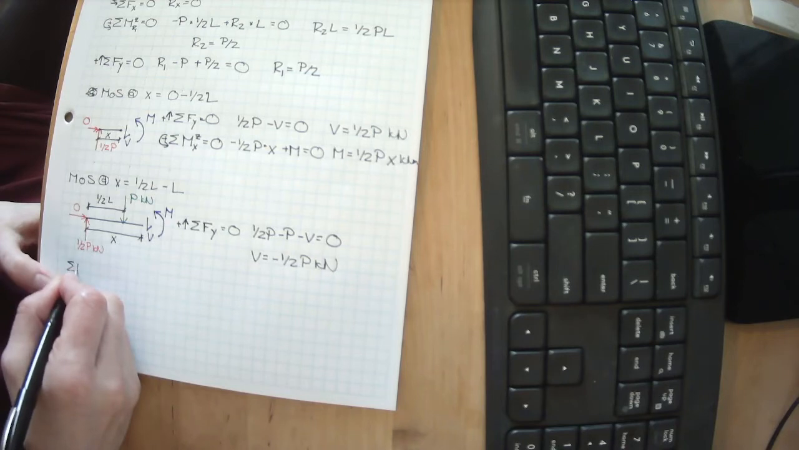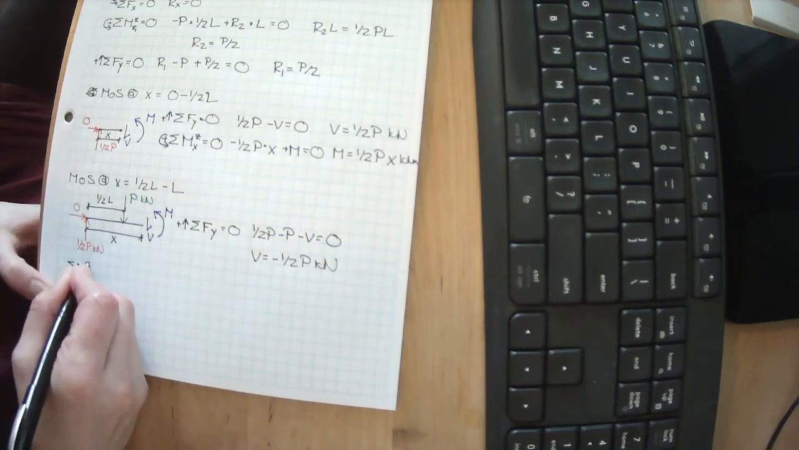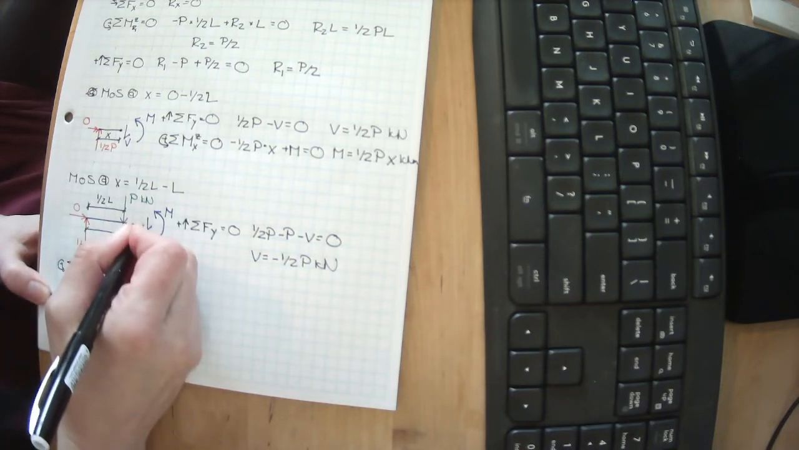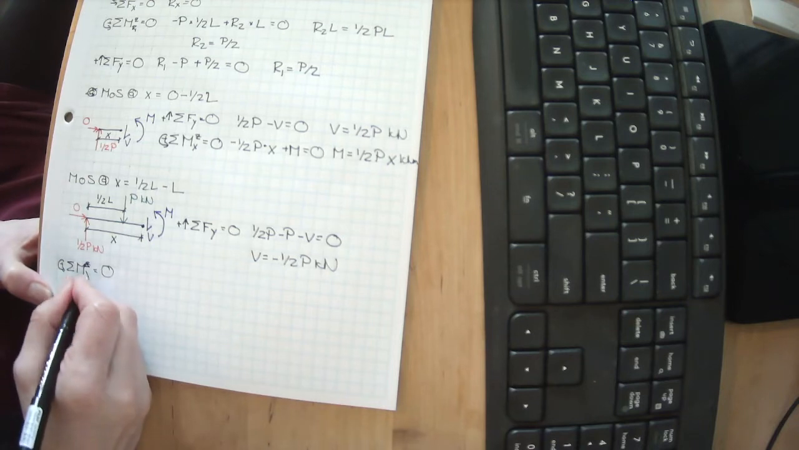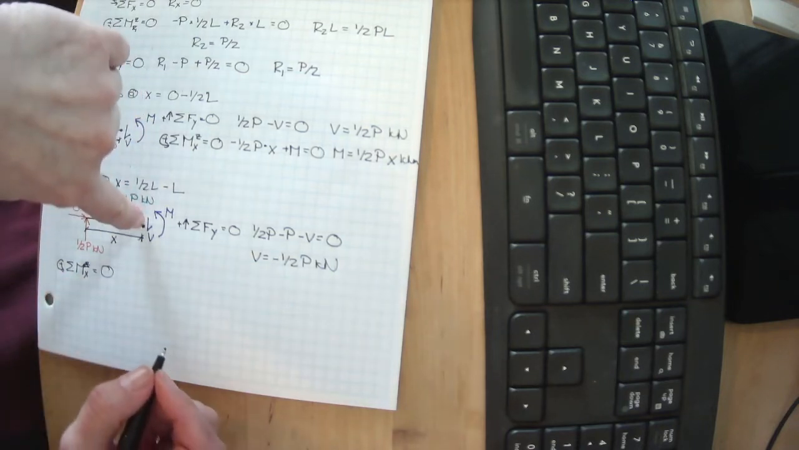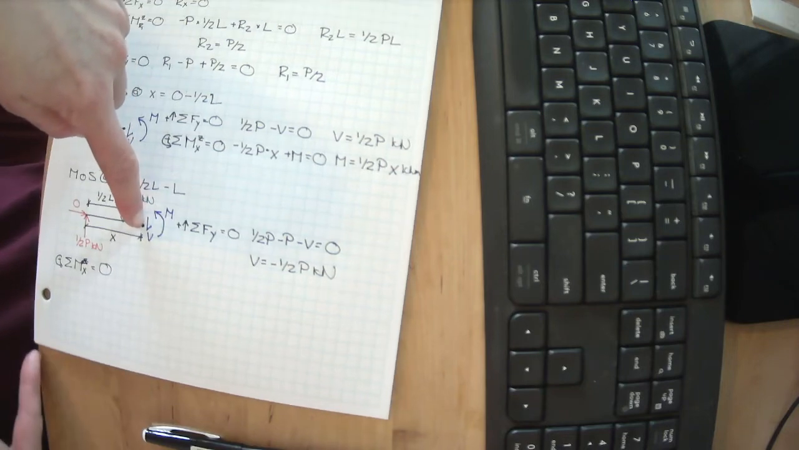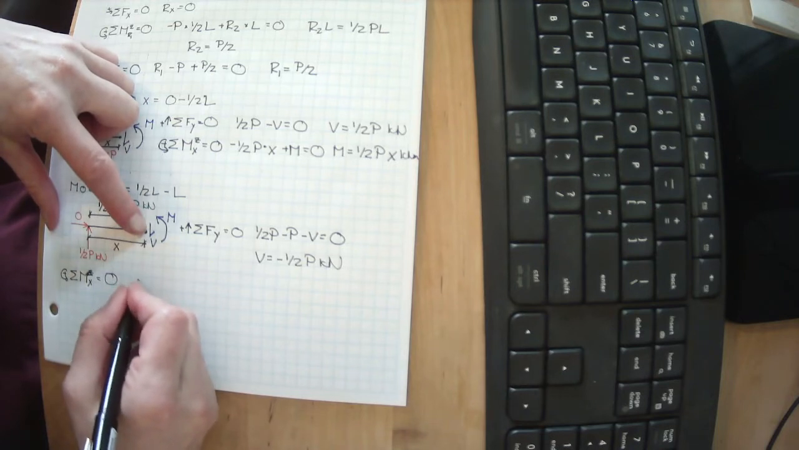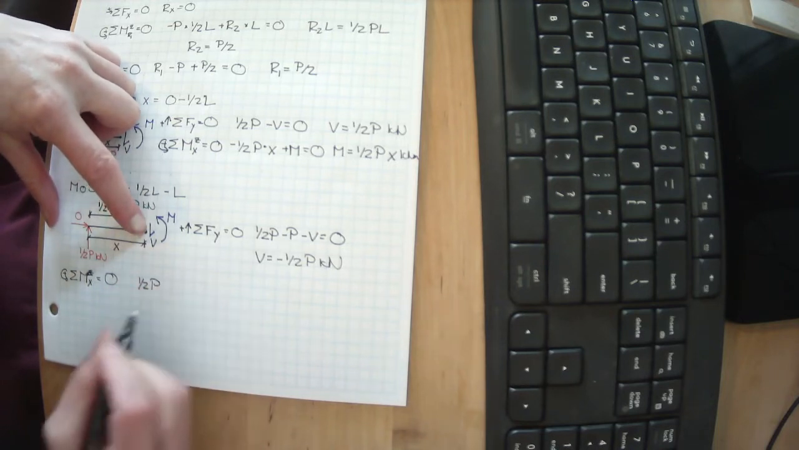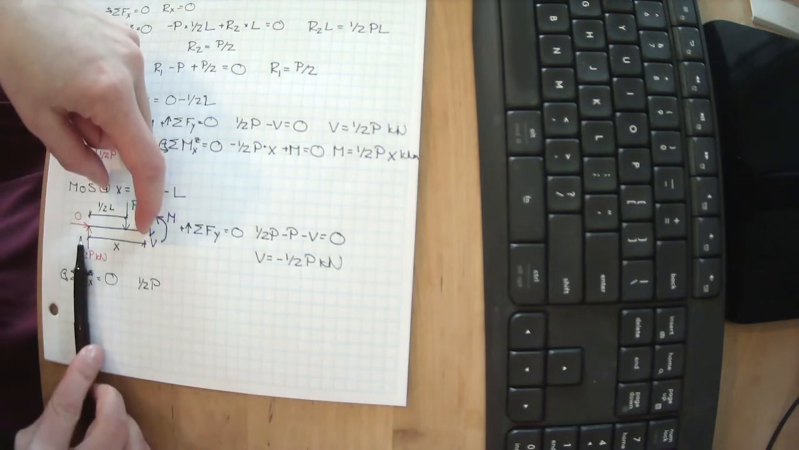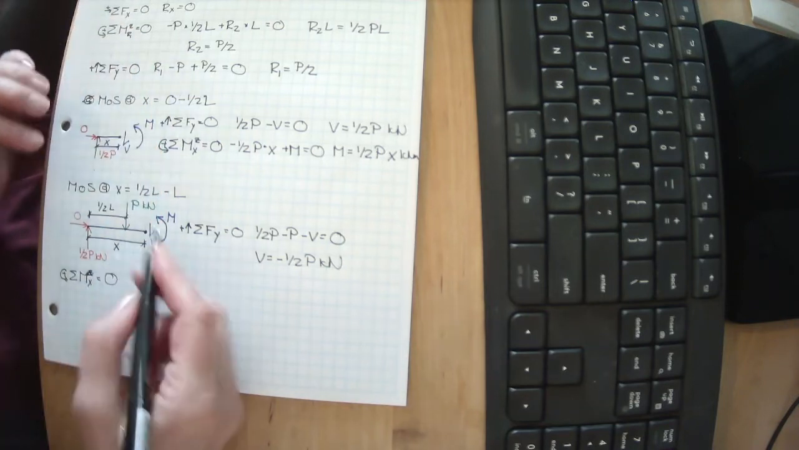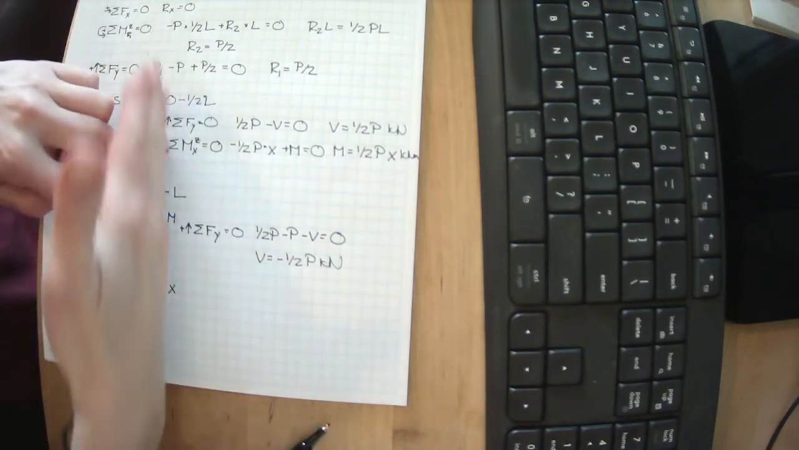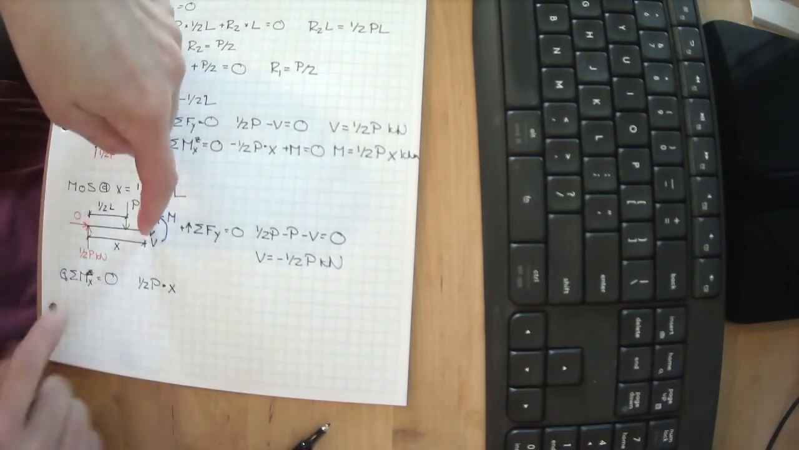Let's sum our moments about the z-axis. Everything spinning in this direction is positive. We want to know what it takes to be 0. And we're going to put our thumbtack at x. So we're putting our imaginary thumbtack right here. 1/2 p is causing it to spin in that direction, so 1/2 p times our distance x. So times x, that's no problem. V is passing right through it, so it's not causing it to spin.